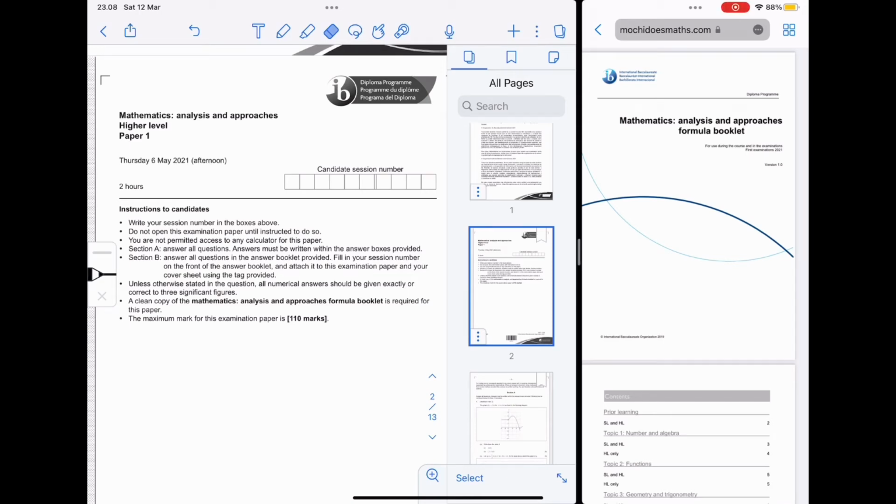Hi there! Today we're going to discuss Mathematics Analysis and Approaches, AAHL Paper 1 from Thursday 6 May 2021. Disclaimer, I don't own the questions.